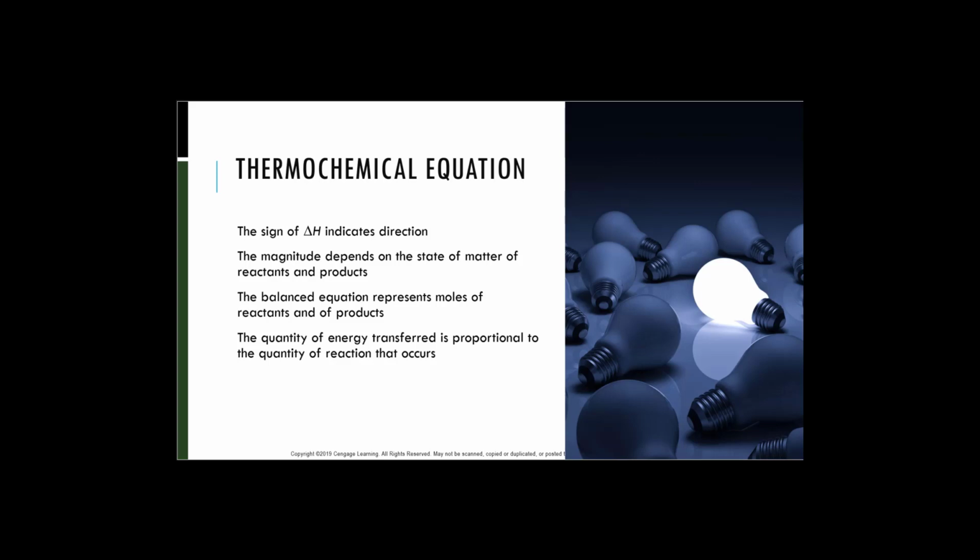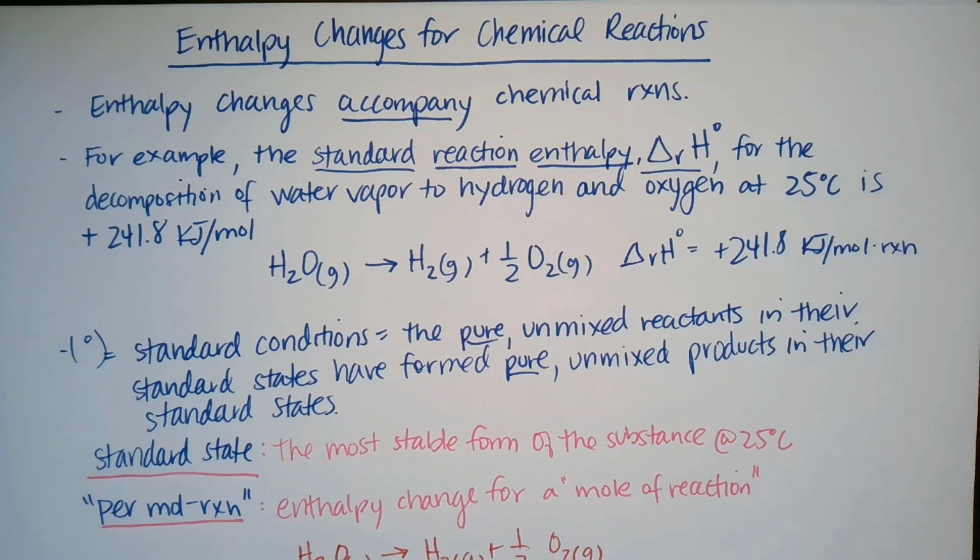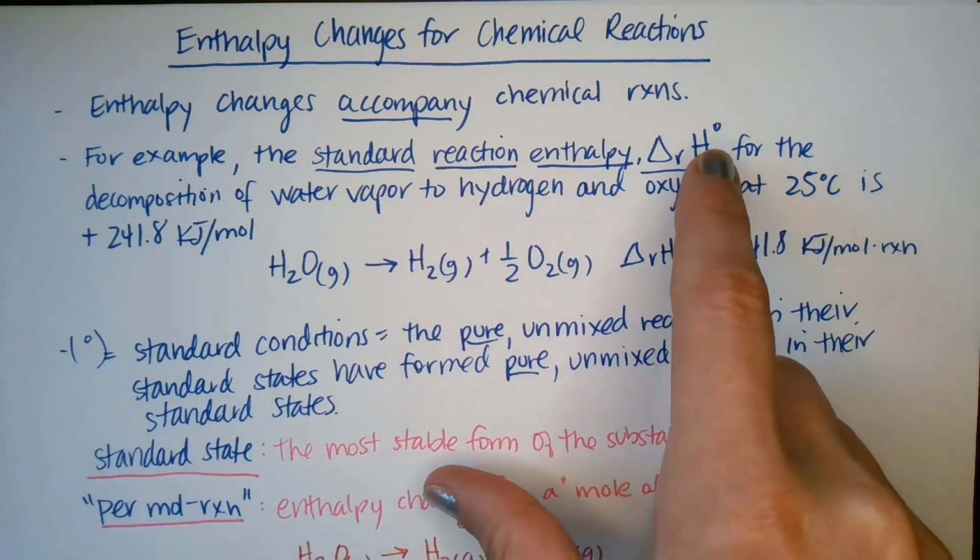The sign of delta H indicates direction. The magnitude depends on the state of matter of reactants and products. The balanced equation represents moles of reactants and products. And the quantity of energy transferred is proportional to the quantity of reaction that occurs. Enthalpy changes accompany chemical reactions.